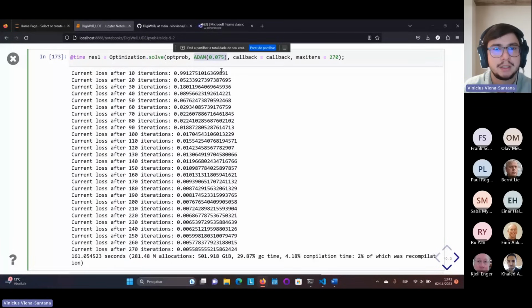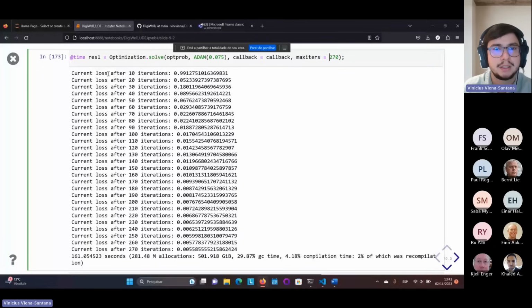The solver I'm using here is similar to gradient descent, but it has its improvements. It's the adaptive moment estimation, which many people know as ADAM. Usually the parameter we give to ADAM is the learning rate, which I'm setting to 0.075. And I also have to pass the callback if I want my loss function to be printed every 10 iterations. So I'm training here over 270 iterations.